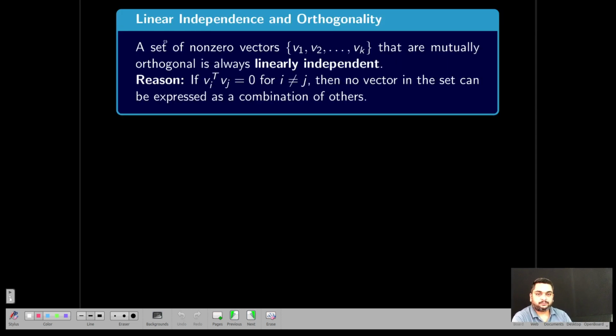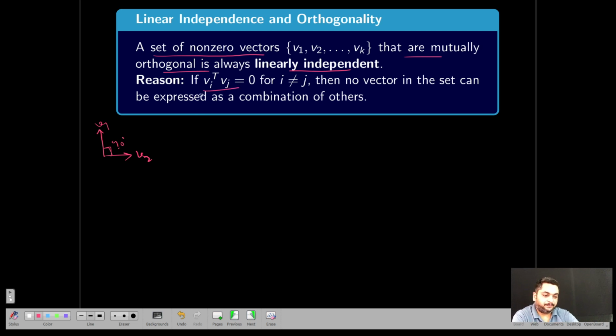Now, this is again a recap. When we saw orthogonality, a set of non-zero vectors that are mutually orthogonal is always linearly independent, because we say that this is vector v1, this is vector v2. They are orthogonal, meaning 90 degrees. So they are definitely linearly independent because there is no parallelism between them. So in that case, you already know the condition.